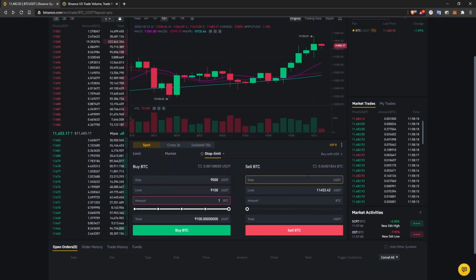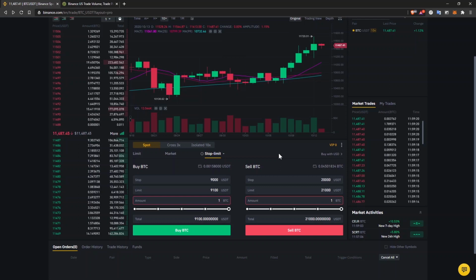The same with selling. If the price reaches $20,000, then I want to sell my Bitcoin at $21,000, and I put the amount right here, 1 Bitcoin. And then it will sell my Bitcoin for $21,000, but only if the price reaches $20,000 first.